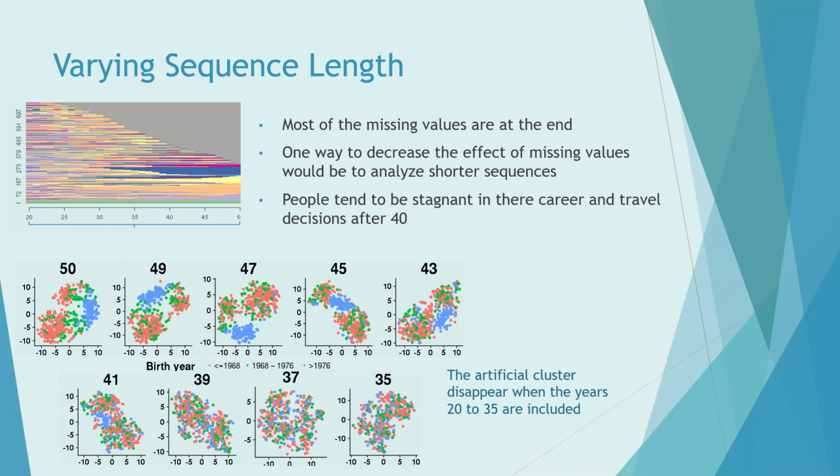Finally, to help mitigate some of these effects of the missing values, we look at shortening the lengths of the sequences. As you can see, most of the missing values are at the end. We shortened the lengths to remove that missing data, and the artificial clusters lessened, showing that we were lowering the effects of the gap. We settled on 39 as an end length, as most people seem to be stagnant in their life choices after 40, and the artificial clusters had all but vanished.